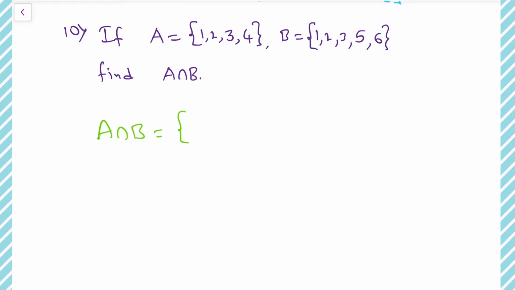Now let us check the first set as well as the second set. Here 1 is there, here also 1 is there, here 2 is there, here also 2 is there, here 3, here also 3. That's it. Only these 3 elements are common. That is, A intersection B will become {1, 2, 3}.